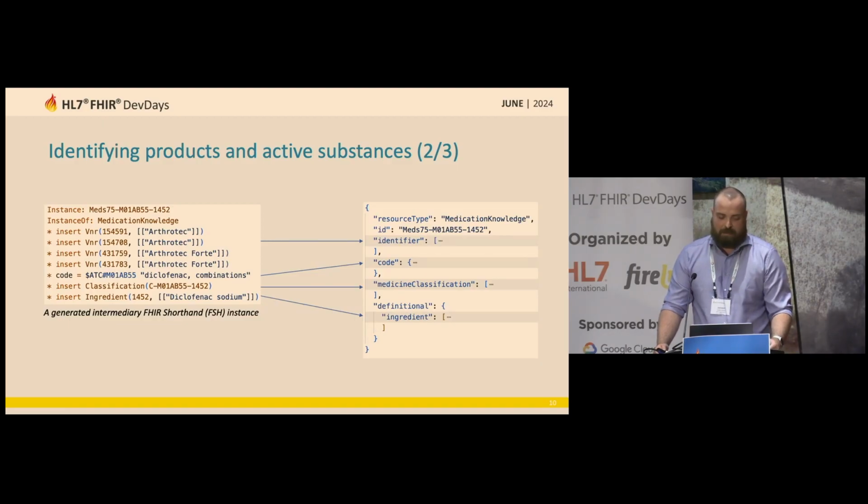The data can be mapped. For example, we use FHIR shorthand as an intermediary format here, just for the sake of having something nice in version control that can be read. But you can see here that we map the VNR, or the Nordic article numbers, to the identifier. The ATC codes to the code field. The classification naturally goes into medicine classification. And then the ingredient is the definitional ingredient of that particular medication knowledge.